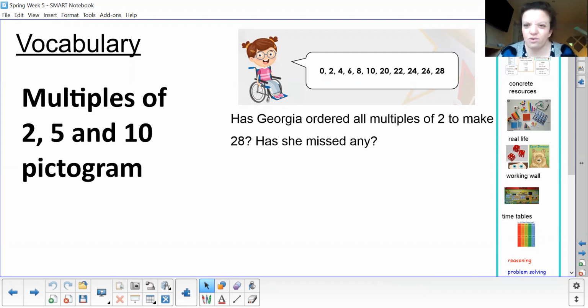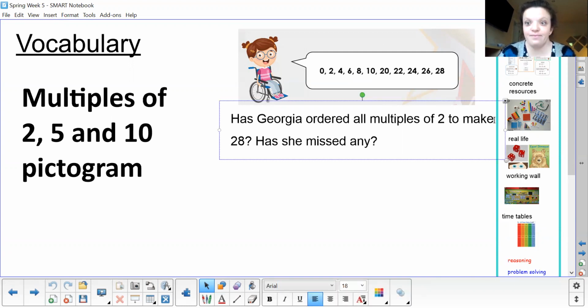So let's have a quick reminder of multiples of 2. And here is Georgia's multiples of 2s that she's been counting in. Has she ordered all the multiples of 2 to 28 correctly? Or has she missed some out? Or has she not included some? Or has she added too many? So pause the screen, read her multiples of 2 and let me know.